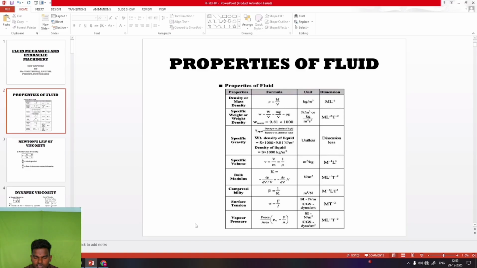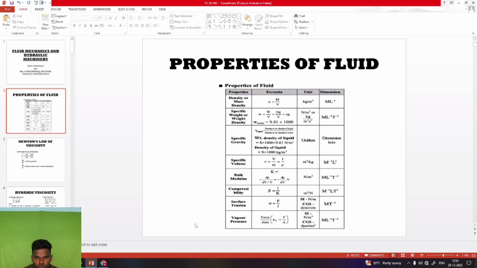And the specific weight: the formula for specific weight is small w equal to capital W by capital V, equal to m g divided by V. The specific weight can be given as rho g, where rho is the previously mentioned density. For water, w is equal to 9.81 into 1000, where 1000 is the density of water.